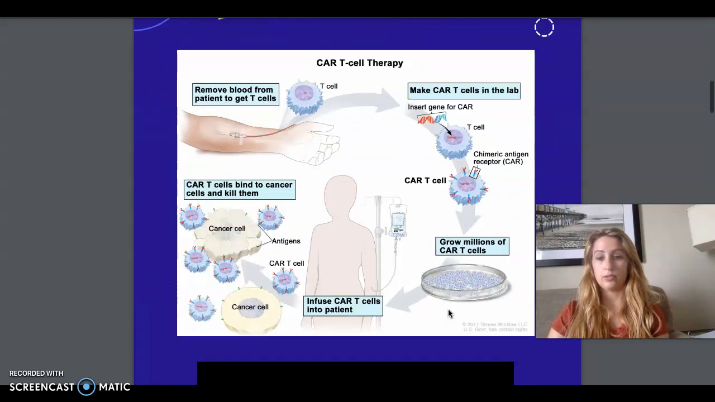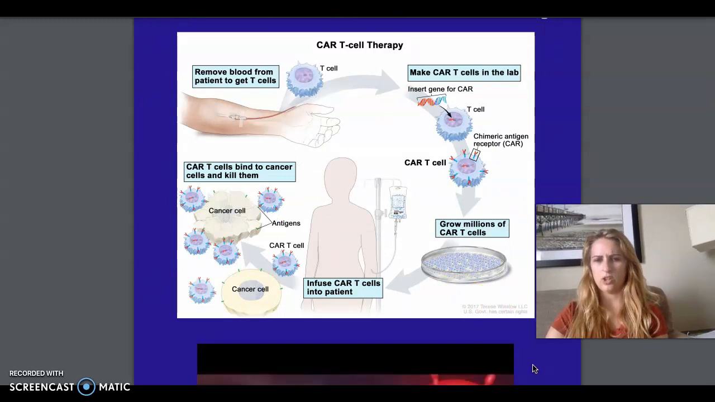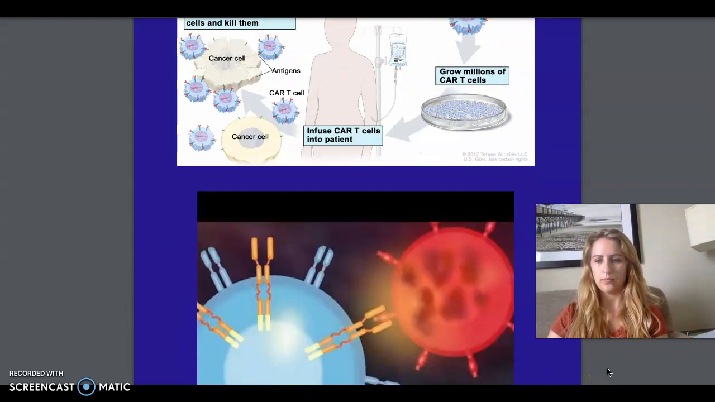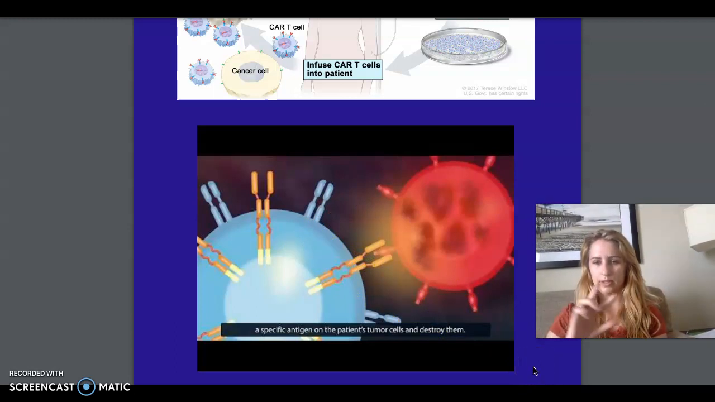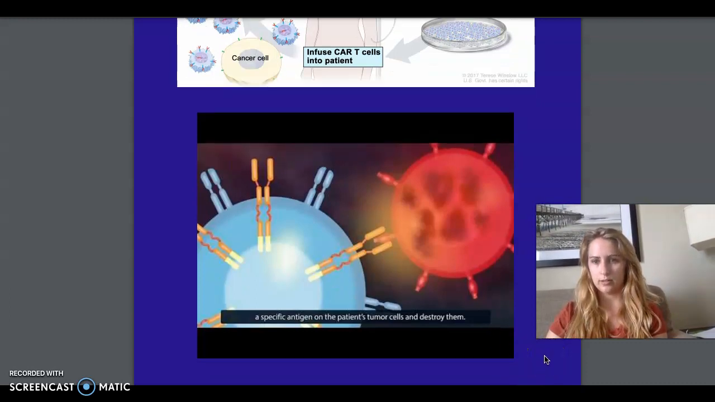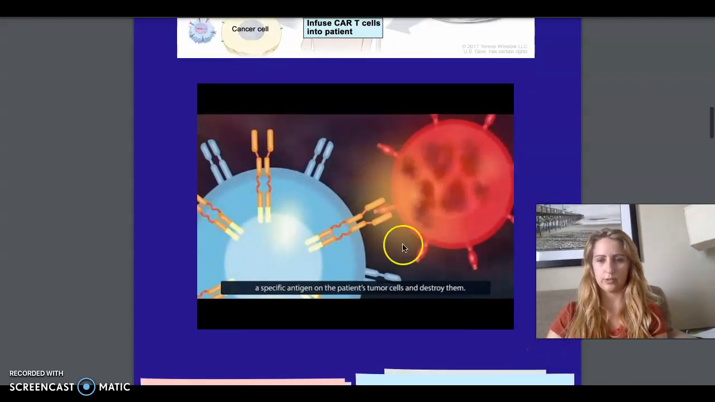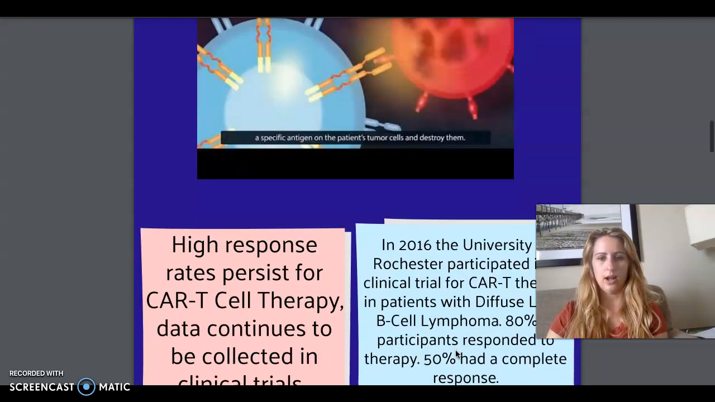There are some visuals on here to show what I just talked about. They take away those T cells, they modify them, then they take all of them and reinfuse them back, and they're able to bind to cancer cells. There's also a video on here. I'm not going to play it for you guys right now, but this is a good visual that shows how that cell specifically is binding to a cancer cell in order to attack it, keep it from multiplying, and destroy it. So there's a nice little video in here for you guys.